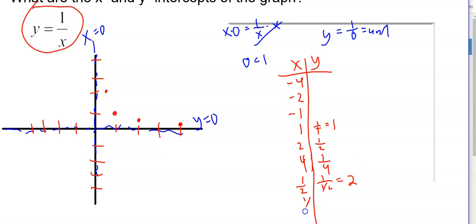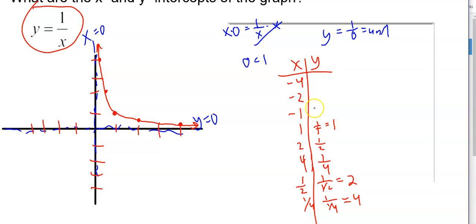If I plugged in 1/4, similarly, that would be 1 divided by 1/4, which multiplied by the reciprocal is equal to 4. So 1/4 comma 4, somewhere up here. You see this graph is kind of approaching both axes. It's getting really close, but never touching those dotted horizontal and vertical lines there. So that's the right-hand side of this graph.